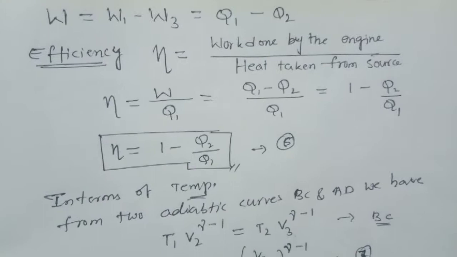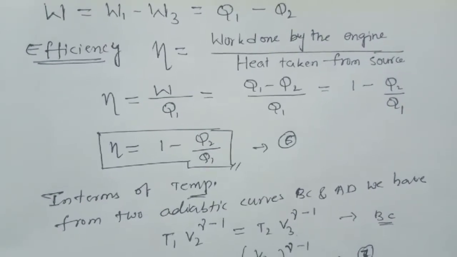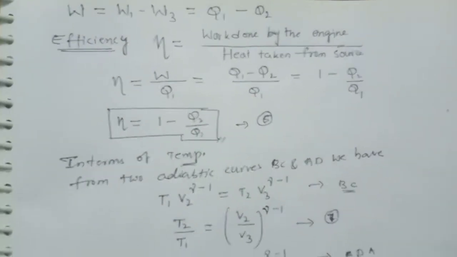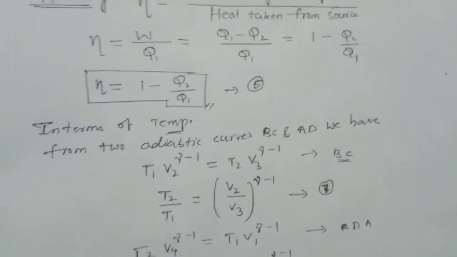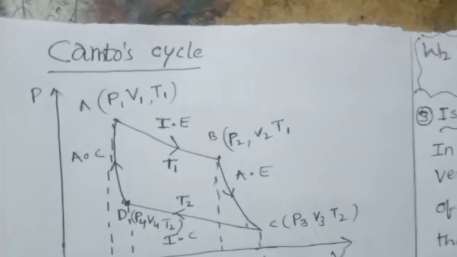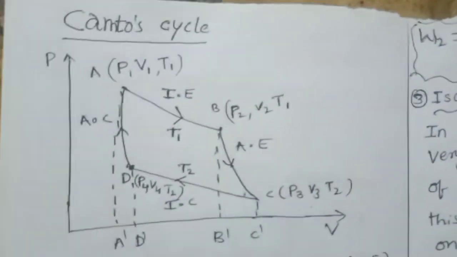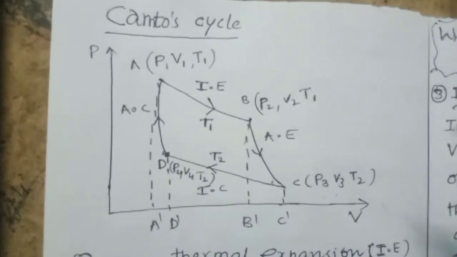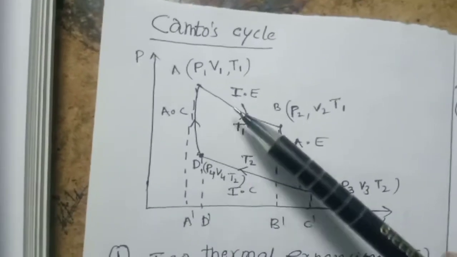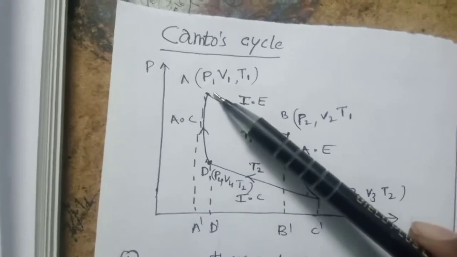Now we derive the efficiency equation in terms of temperature by considering the adiabatic curves on the PV diagram. Here this is the PV diagram. We have two adiabatic lines, BC and DA. BC is one adiabatic line, and DA is another adiabatic line.